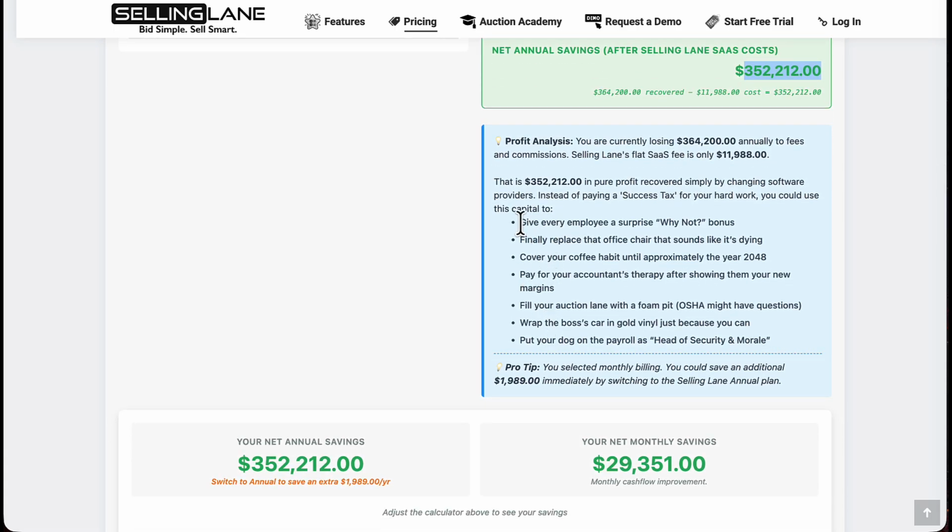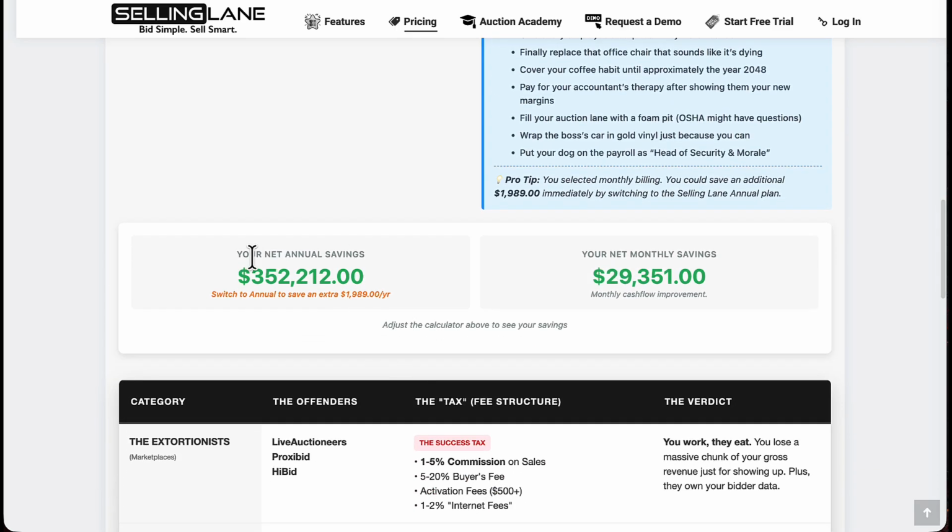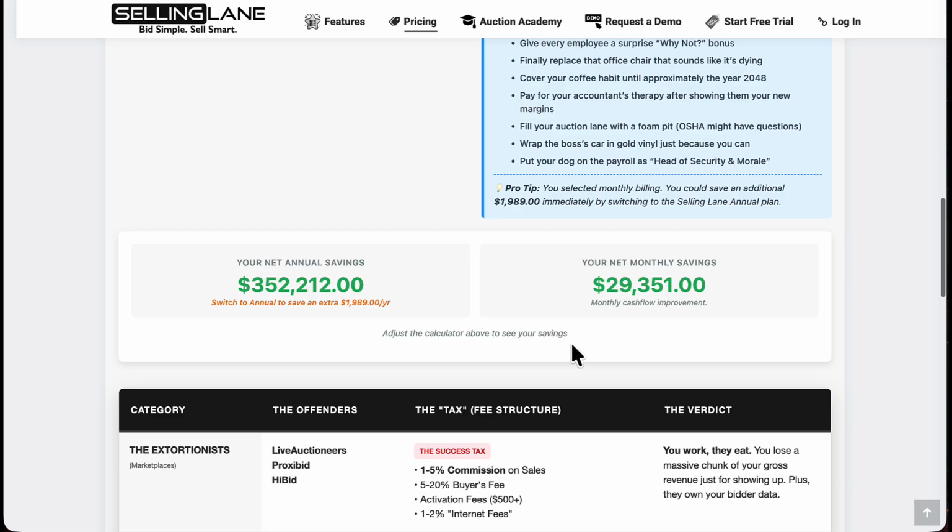In fact, our little calculator does a little joke here to show you, it could just be that you add a few more employees, or you give bonuses, or you replace those office chairs that you've been meaning to do, or you cover the cost of your coffee habit till the year 2048. And I have a few others in here, but most importantly, you're saving money. This is it. Just yearly, but monthly, as much as $29,000.